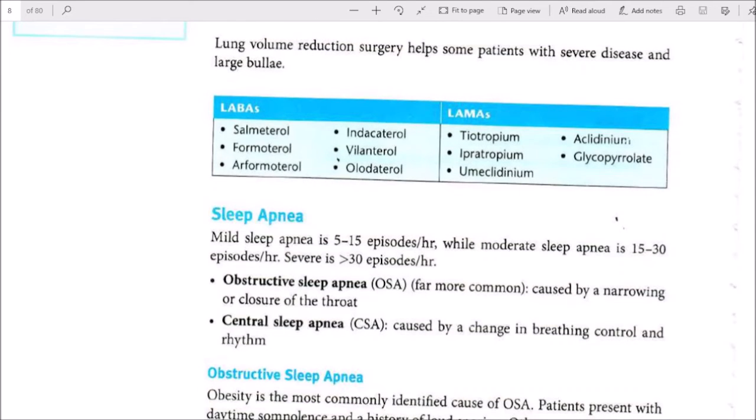Long-acting beta agonists are salmeterol, formoterol, arformoterol, indacaterol, vilanterol, and olodaterol. LAMAs are tiotropium, ipratropium, umeclidinium, aclidinium, and glycopyrrolate.